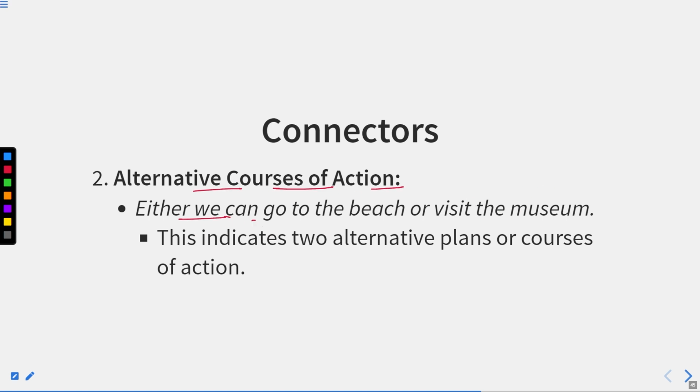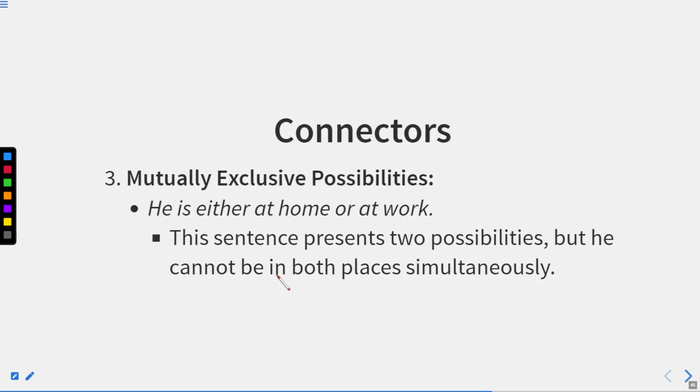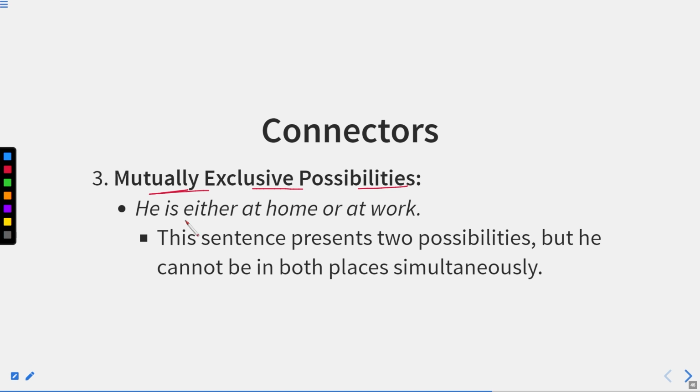Alternative courses of action. Either we can go to the beach or visit the museum. This indicates two alternative plans or courses of action. Mutually exclusive possibilities. He is either at home or at work. This sentence presents two possibilities, but he cannot be in both places simultaneously. So there are two possibilities, but obviously he cannot be present on both the places at the same time. So here we are showing the possibility that either he can be here or there. So this is just a possibility, but one should be true.